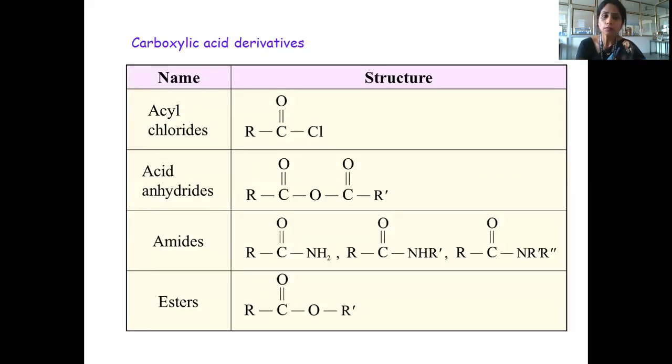Now, when the OH group is replaced by a halogen, it is called an acyl halide derivative. When it is replaced by an anhydride group, it is called acid anhydride. When OH is replaced by NH2, it is called amide. When the OH group is replaced by OR or OR dash, then it becomes ester.